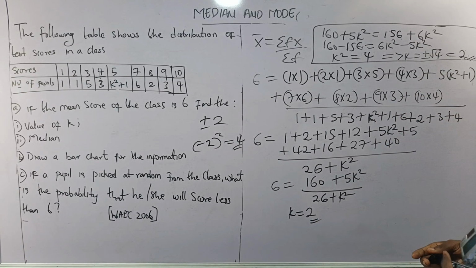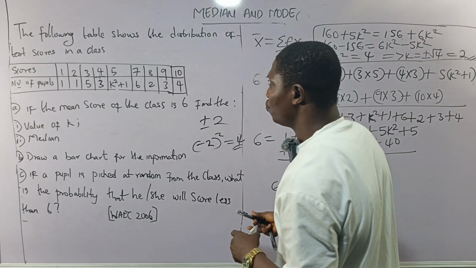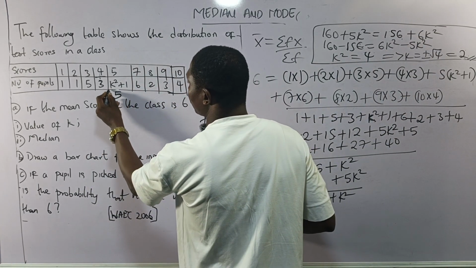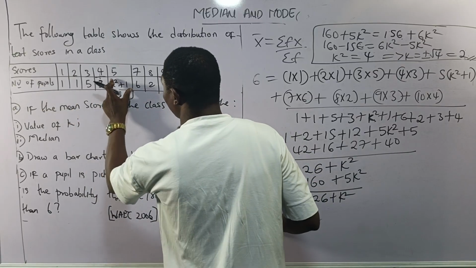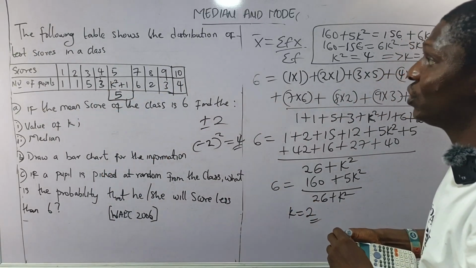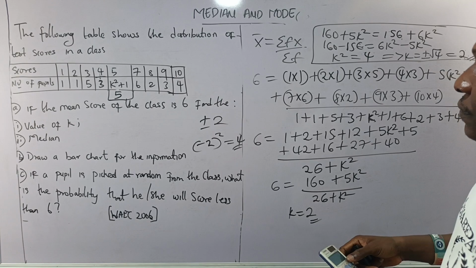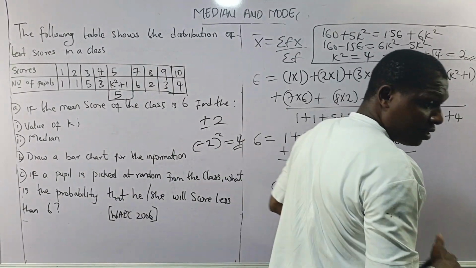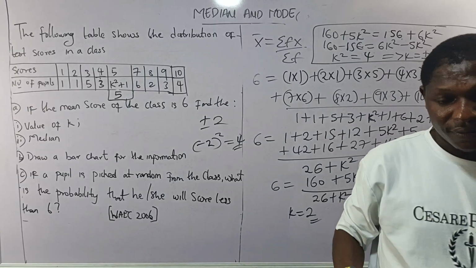So we can therefore get our what? Median. If k is 2, that simply means 2 squared, 4, plus 1 will give me 5. So I'll have this value of my number of students here to be what? 5. So take note. And our next question is our what? Median. So let me clean so that we do our median.